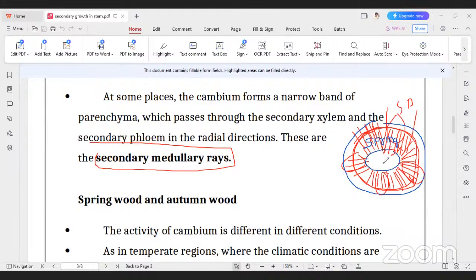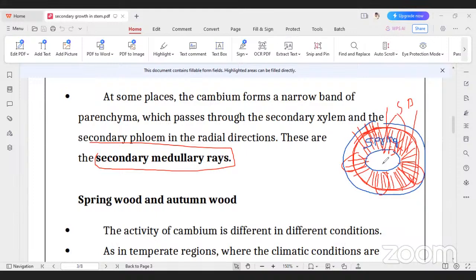Right. Now, during the unfavorable condition, that is the autumn season. In autumn season, the plants are less active and do not require much water and minerals, because in this autumn season the flowers and leaves mostly fall off. When the flowers and leaves fall off, the requirement of water and minerals is less. It needs less water, and the wood produced in this period shows fewer xylem vessels having narrow lumens when compared with the spring.